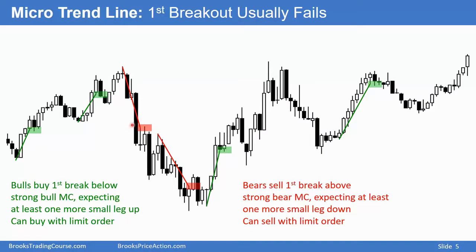Bear microchannel, good looking bear bars here and here. Bears will sell the first reversal up, expecting at least a little bit more down. They can sell with a limit order above the high of that bar, or with a stop order below this bar or that bar.